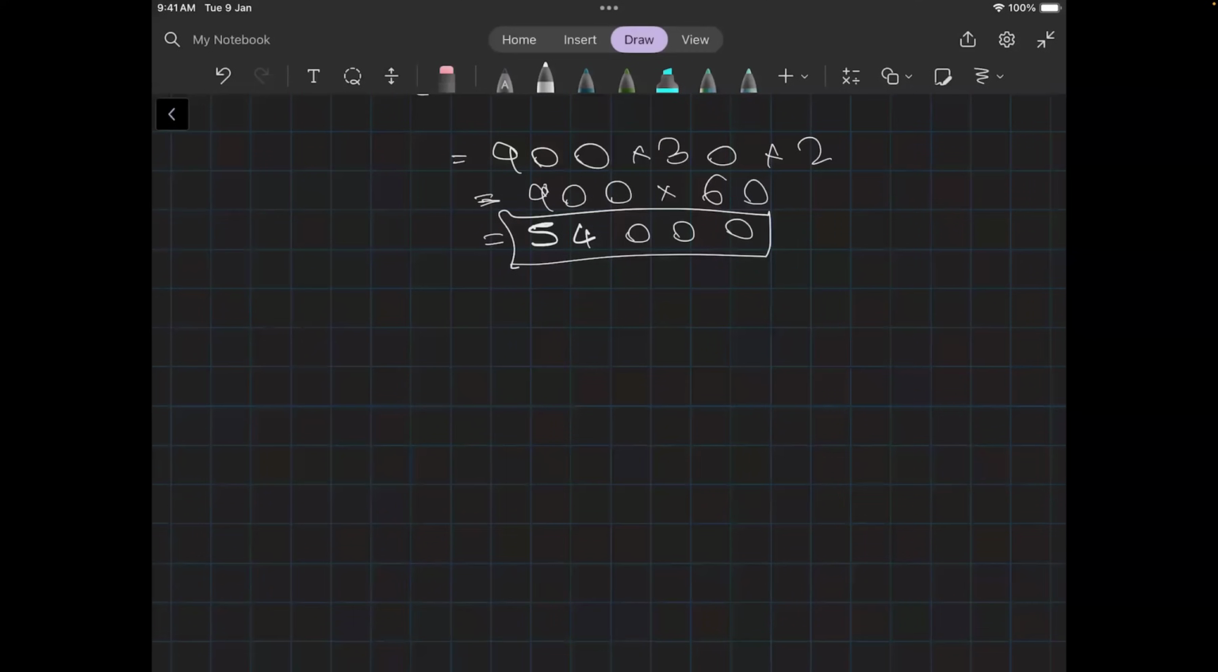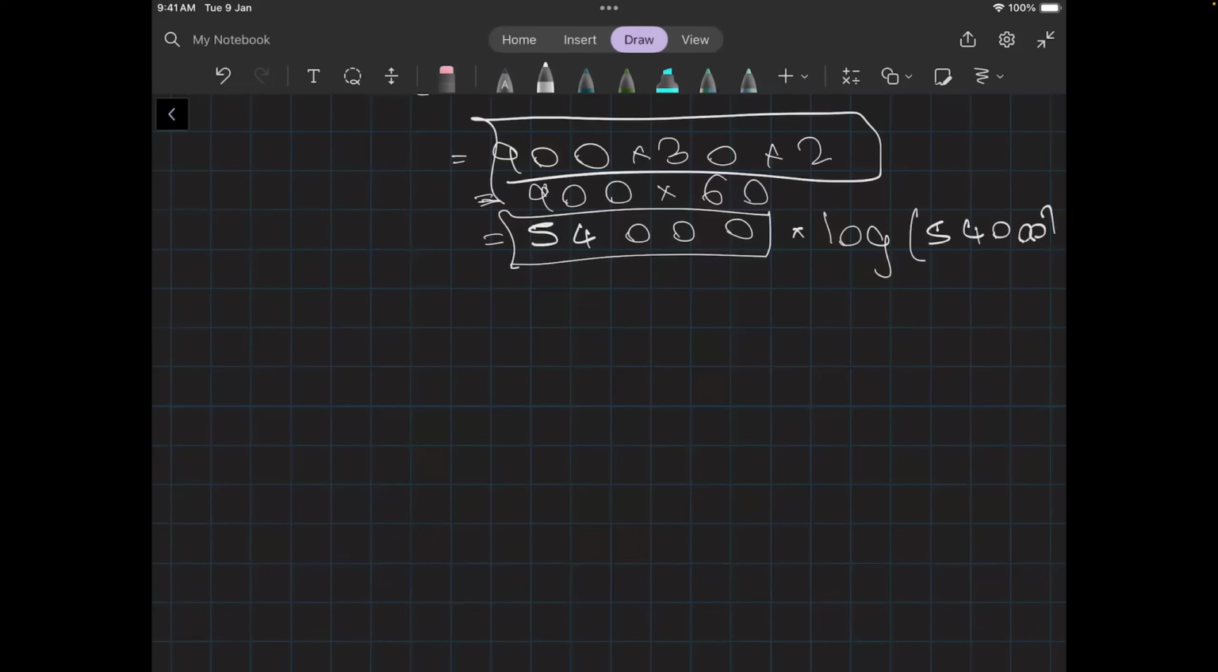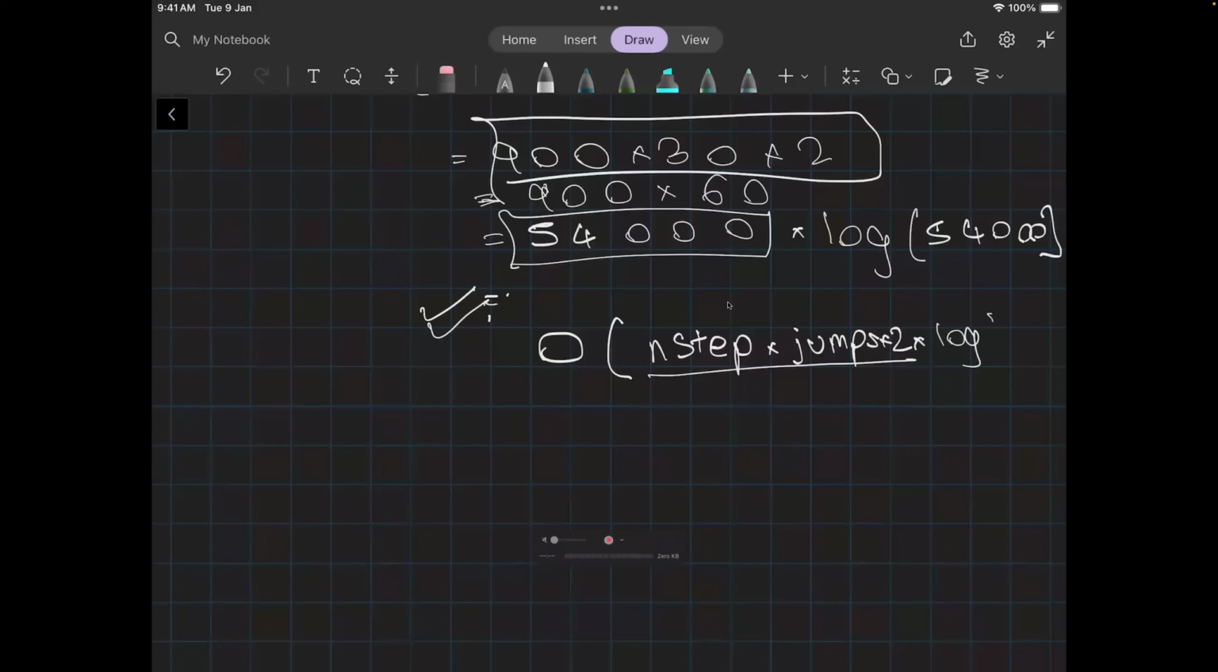So we will be using at most these many steps, and since we are using a map, we have a log factor, so into log of 54000. The number of operations is very less. It is less than 10 raised to 7, 10 raised to 8, so it passes within time limits. The time complexity of this is O of number of steps, let's say n step, into number of jumps, into 2, into log of this thing.